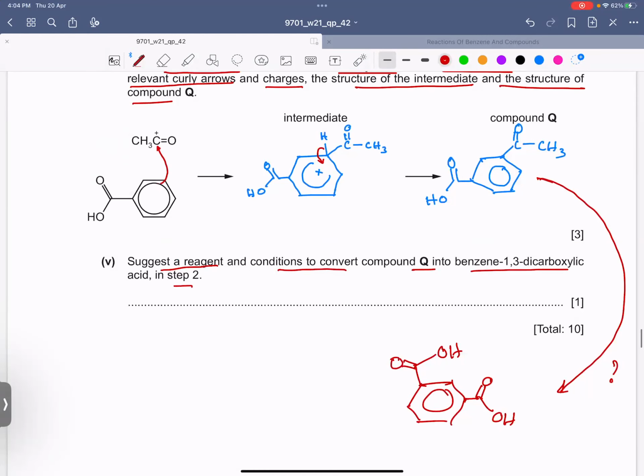So how would we do this? Yes, can anybody tell me how we could do this? Sir, with NaOH. Just NaOH. Iodine also. Iodine and NaOH. Okay. And any other reagent?